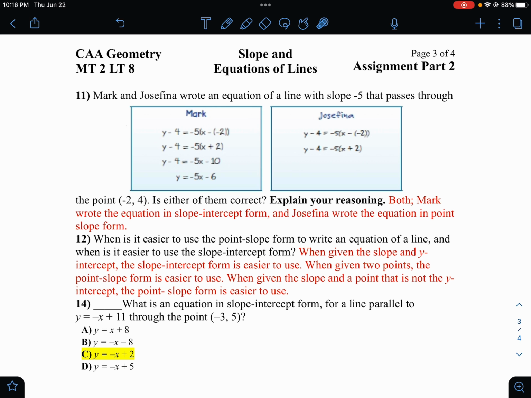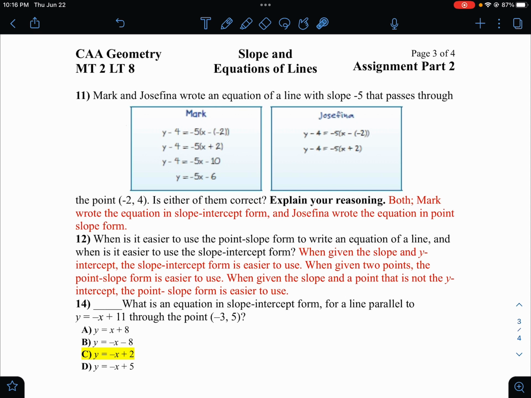Well, notice Josephine has the same answer as Mark did, except Mark took it out another step. So yeah, they're both correct. Mark converted to slope-intercept. Josephine left it in point-slope form, and there's nothing wrong with that.